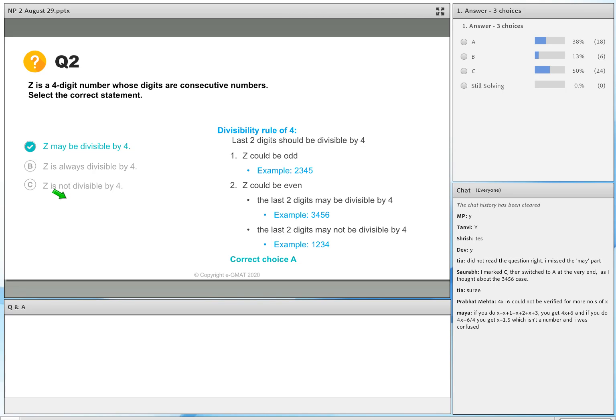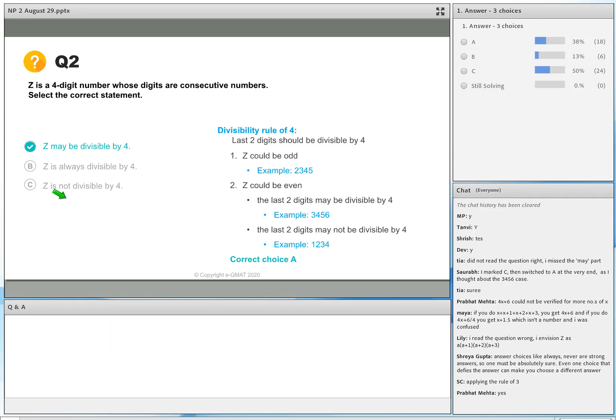4x plus 3, 2. I'm just checking what Maya has written to see the calculation, which isn't a number, and I was confused. Yes, you know what you were doing, Prabhat and Maya? You were using the test that you just learnt for 3 on 4, the sum of the digits. It's a different test.